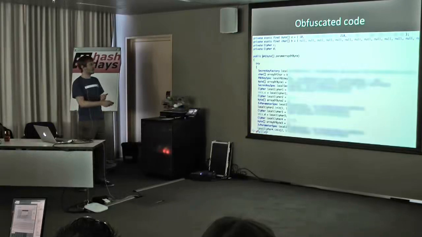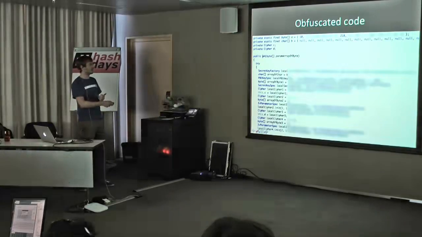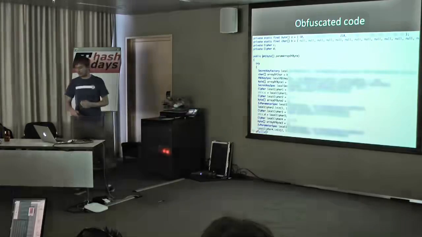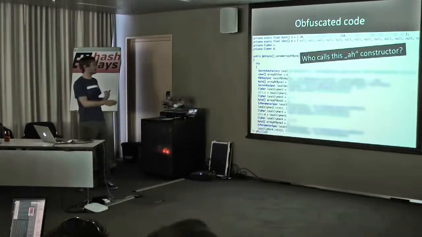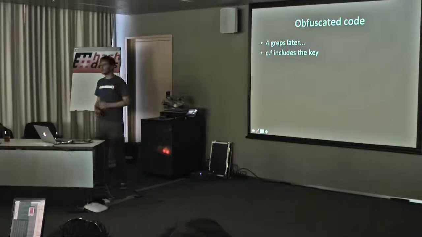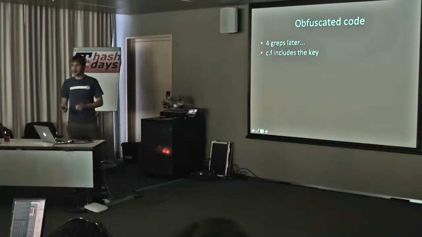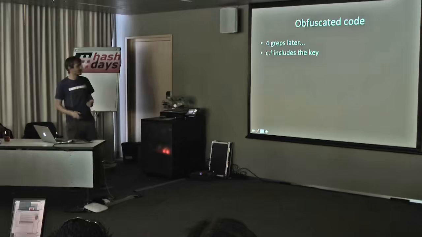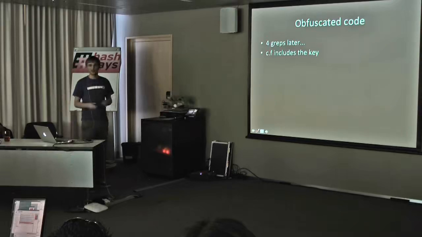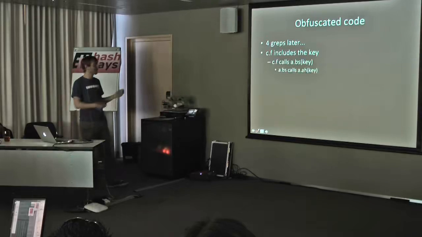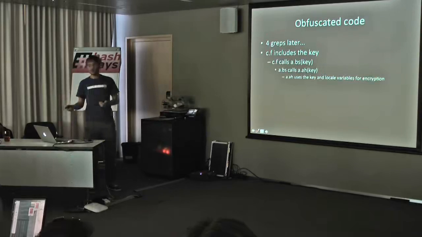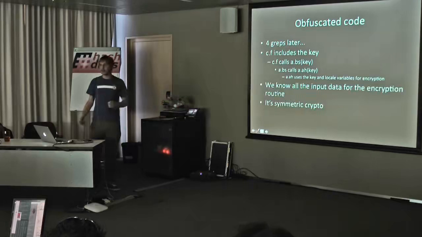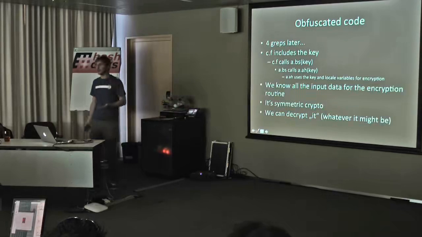So I was wondering, okay, we have this byte array, but where is this coming from? Is it user supplied or key derivation function or whatever? So the question is, who calls this AH constructor? And of course, four greps later, you'll find the answer. There's a class called c.f, because obfuscators always like to shorten class names. It includes, let's say, a string. C.f calls a.bs, a.bs calls a.ah with the key, a.ah uses the key and all the local variables for encryption. We know all the input data for the encryption routine. It's symmetric crypto, so we can decrypt it, whatever it might be.